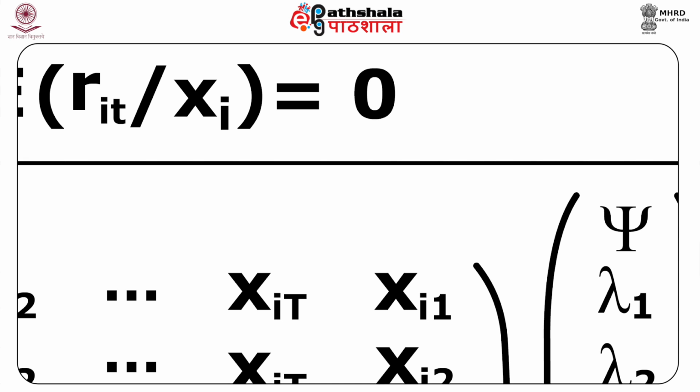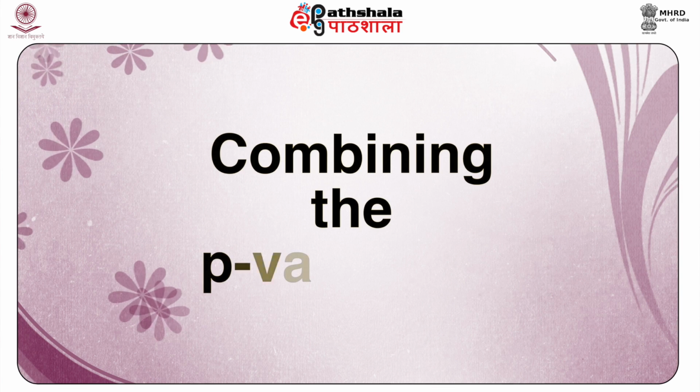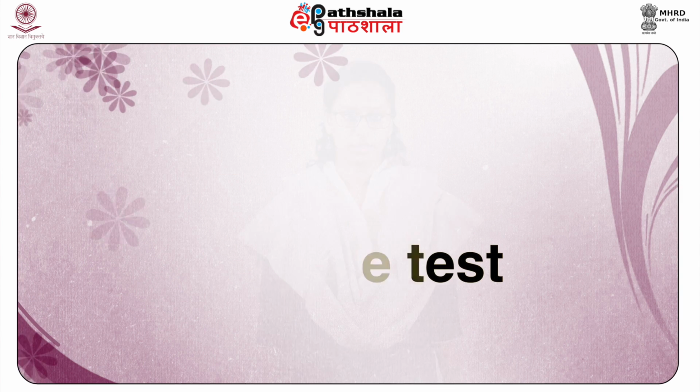for the null hypothesis rho equal to 0, which has in the limit a standard normal distribution with 0 mean and 1 variance. Four, combining the p-value test.